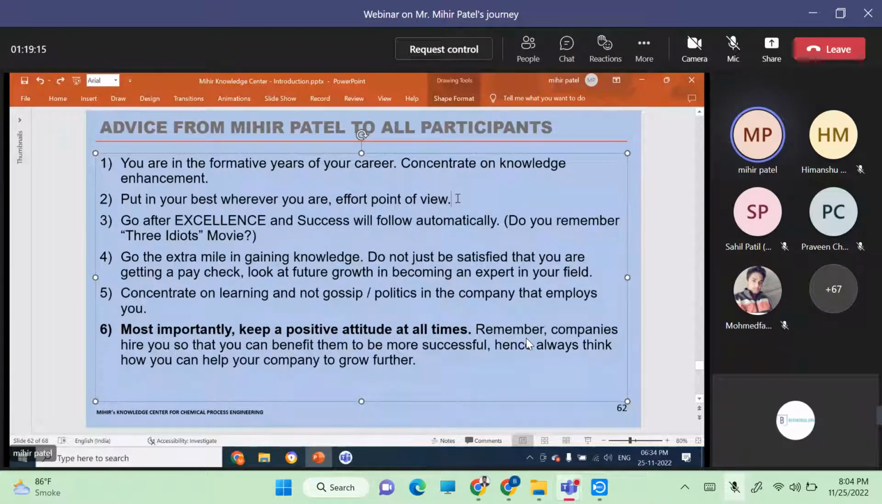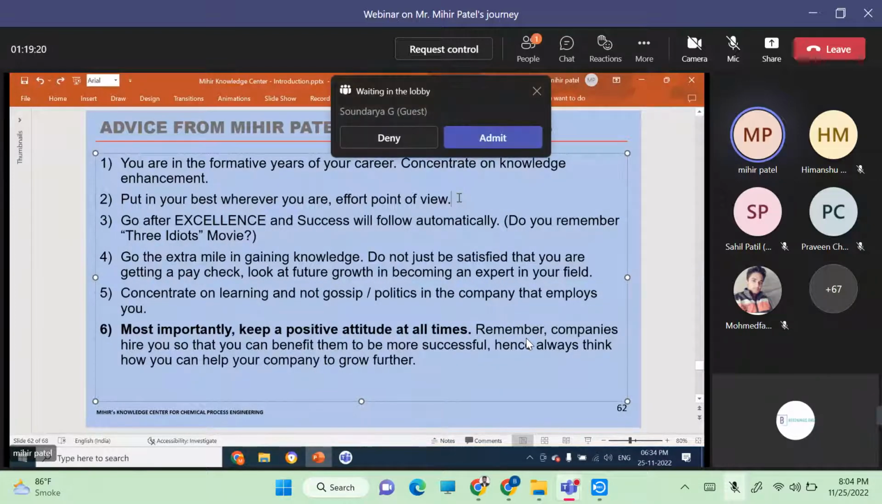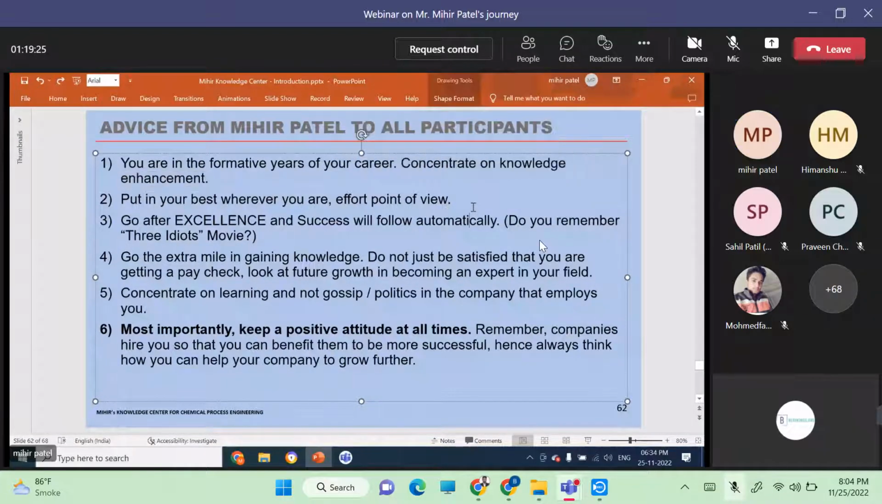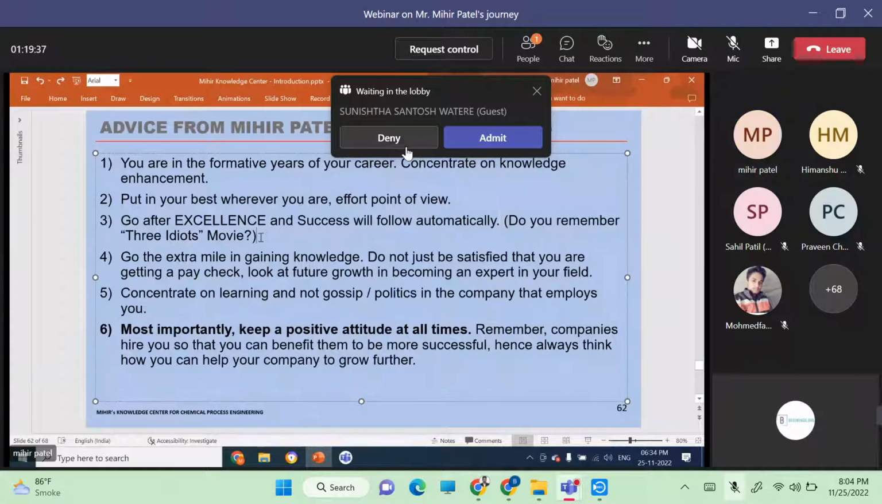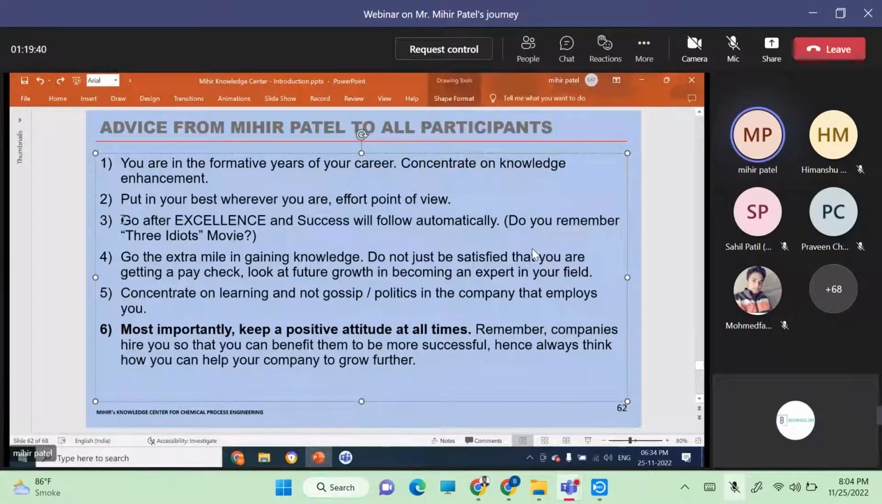Don't get satisfied that, okay, you are getting some 1 lakh rupees per month. So fine, that's fine. I'm very comfortable. No, your emphasis should be on knowledge enhancement. Put in your best effort wherever you go, please. This is very important. Okay. Go after excellence. Excellence and success will follow. I hope you guys remember the 3 Idiots movie. In that, this was a very important part of that movie. In whatever you do, success will follow automatically. While gaining knowledge, this is very important.